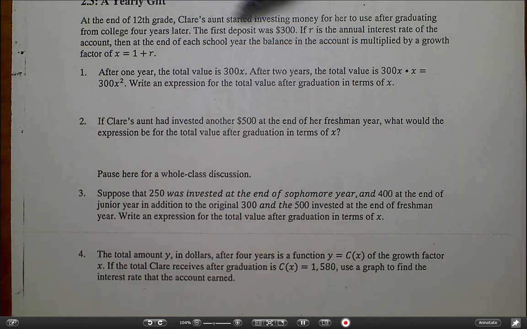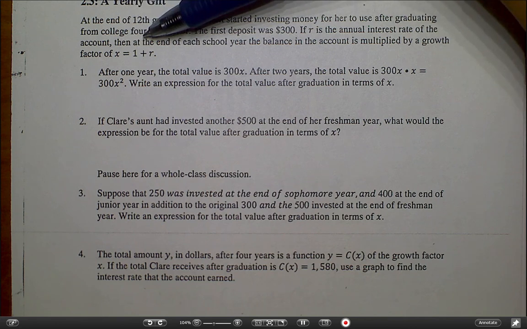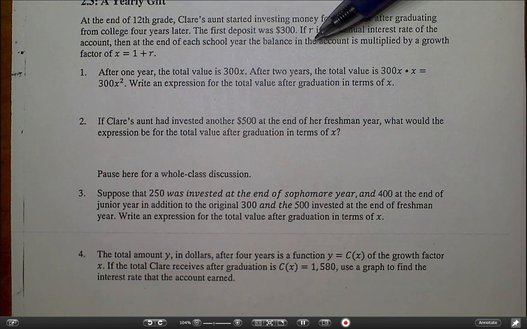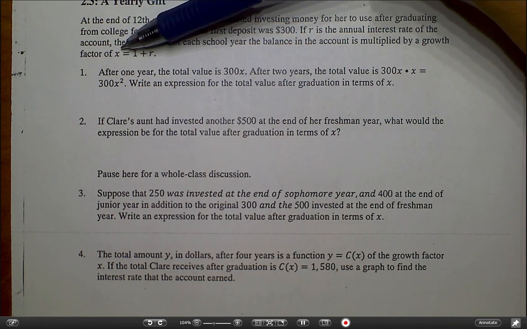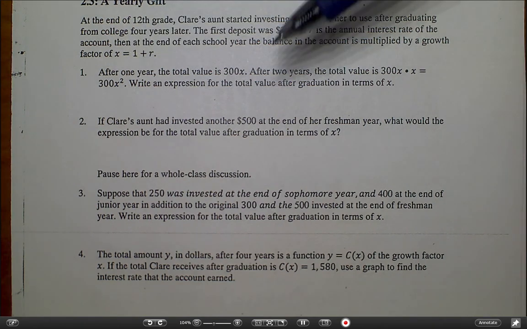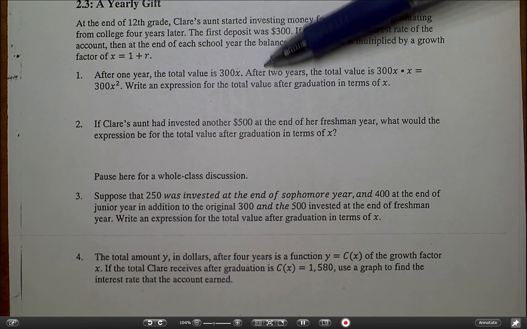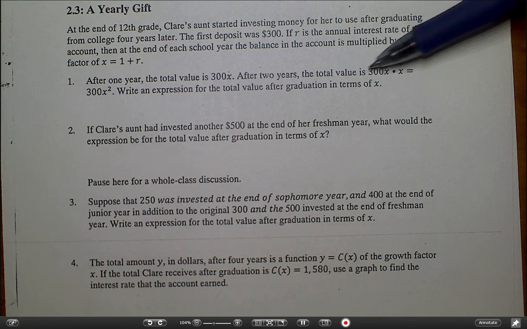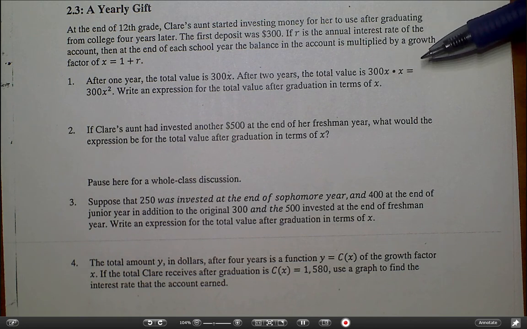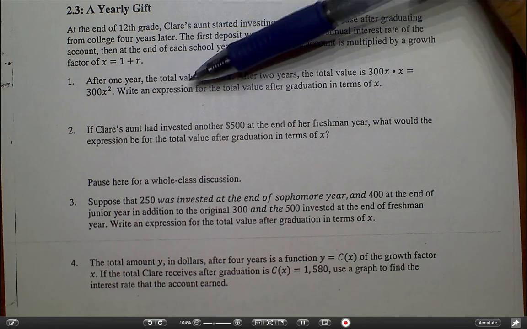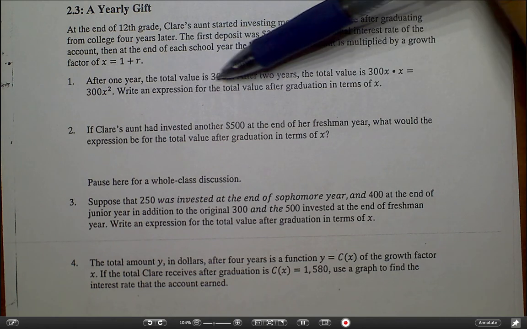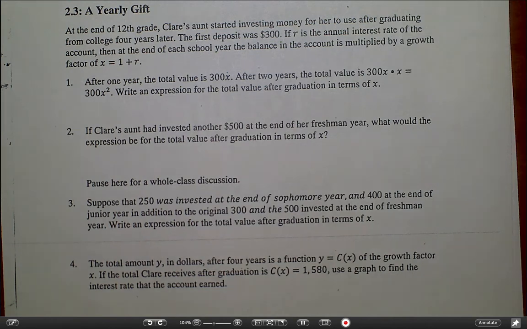At the end of 12th grade, Claire's aunt started investing money for her use after graduating from college 4 years later. First deposit was $300. If R is the annual interest rate of the account, then at the end of each school year, the balance in the account is multiplied by a factor of X equals 1 plus R. After 1 year, the total value is going to be 300X. So after 2 years, it's going to be 300 times X times X. Write an expression for the total value after graduation in terms of X.